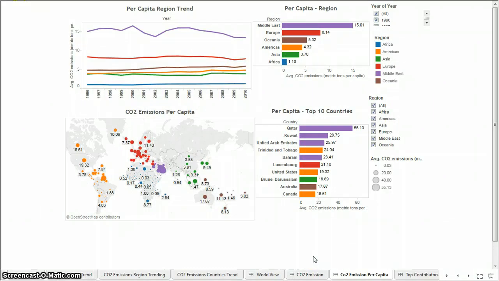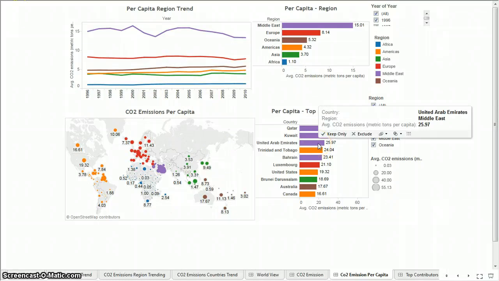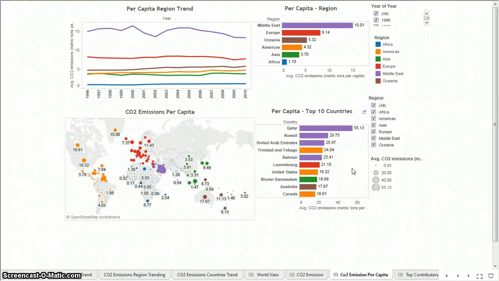CO2 emissions per capita. This dashboard gives the overall picture of CO2 emissions in metric ton per capita. Middle East is the highest contributor, followed by Europe. All regions here are almost flat. Qatar, Kuwait and United Arab Emirates are among the top 3 countries which have the highest CO2 emissions per capita.